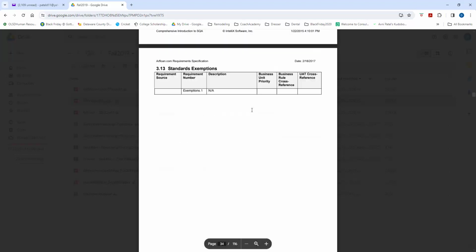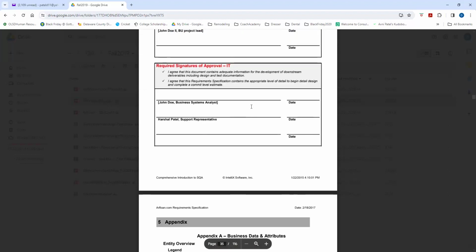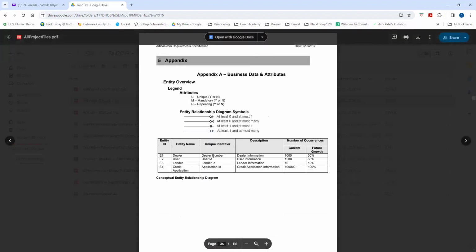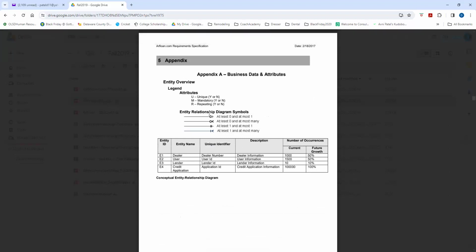Okay, so that's what this talks about. And then this is your appendix A, right? It talks about what the business data are and how they are related. As we go further into the sections, we will talk about the different entity relationship diagrams, the different data entities and the databases. We will go into more detail later, but what it talks about is how each one of the entities is going to be uniquely identified, right?